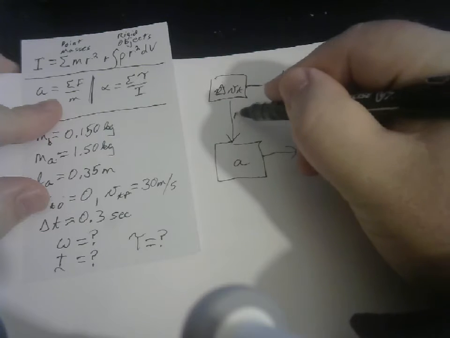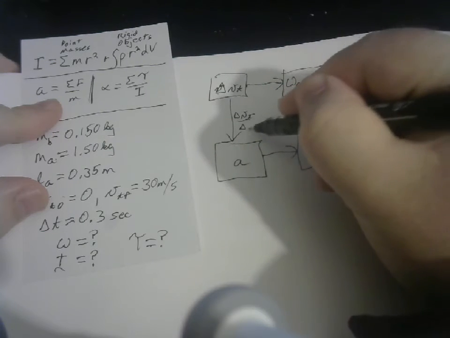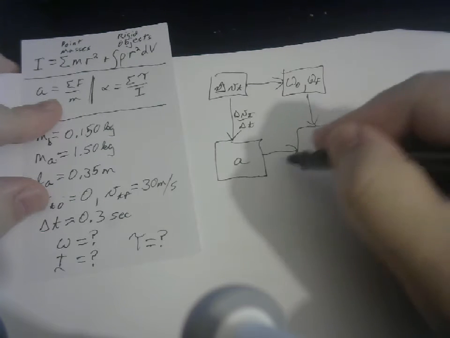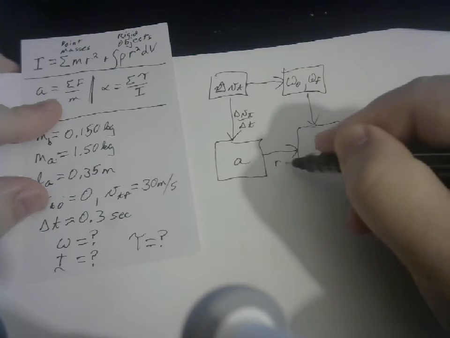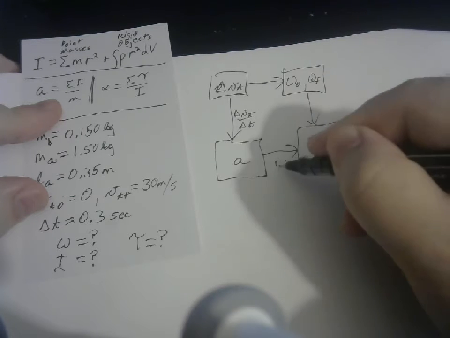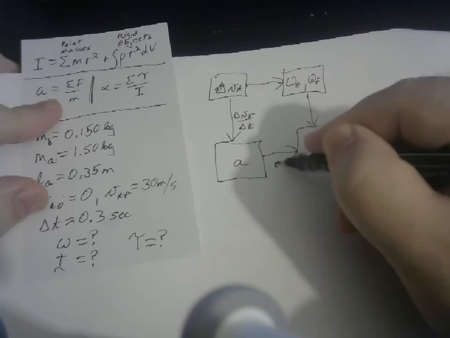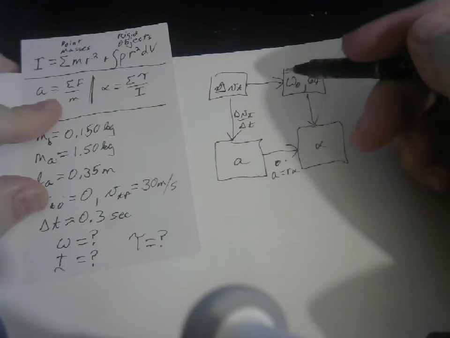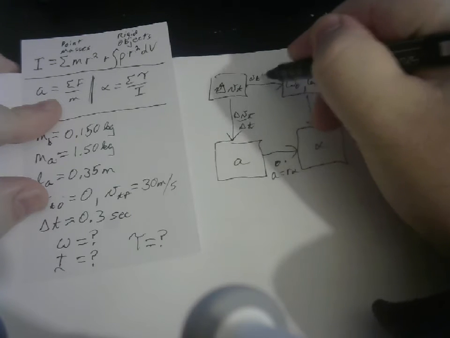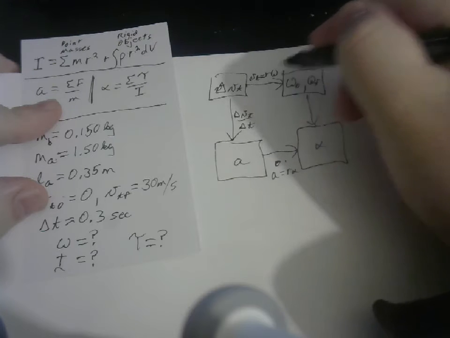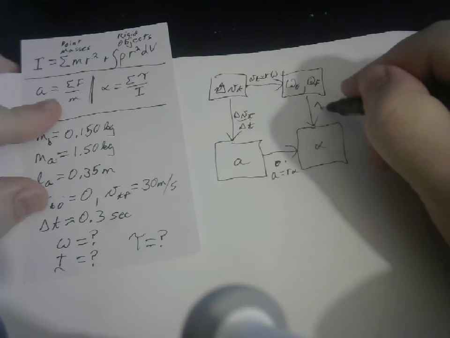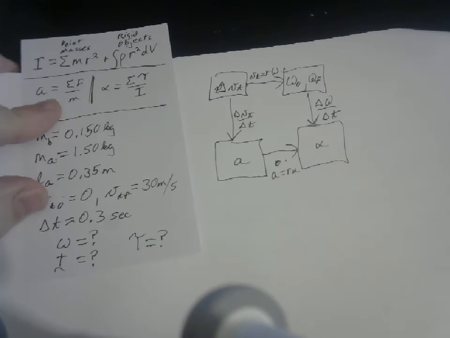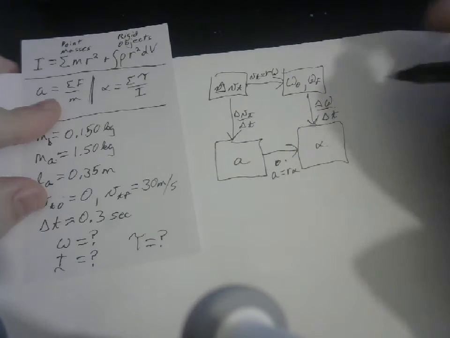Well, delta V sub t over delta t will be a, and then a equals R alpha. So yeah, we'll just say a equals R alpha there. And the other one is V sub t equals R omega, and then this would be delta omega over delta t. So those would be the steps. So I'm going to go this way.